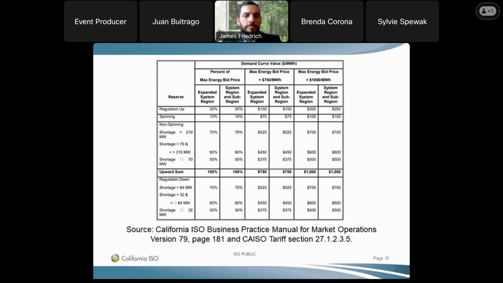I was wondering if you could just provide a little background on how the ISO landed on these values, whether or not there's any analysis that went into determining these penalty prices. By values, do you mean the penalty prices or the shortage quantities? Both.